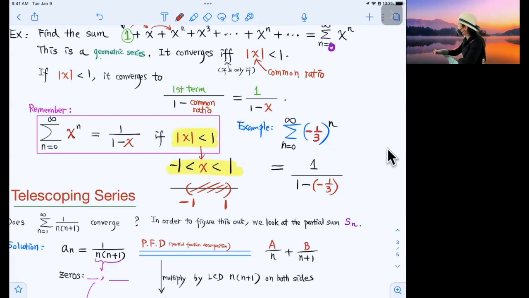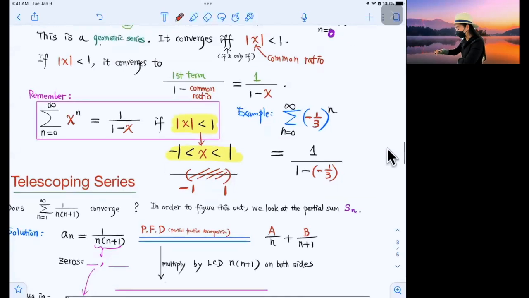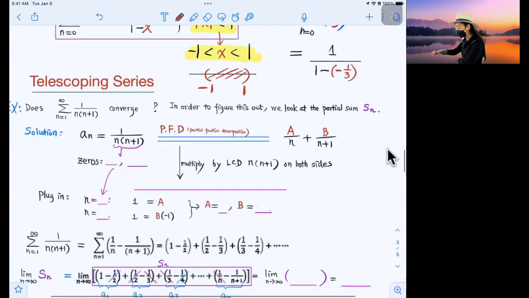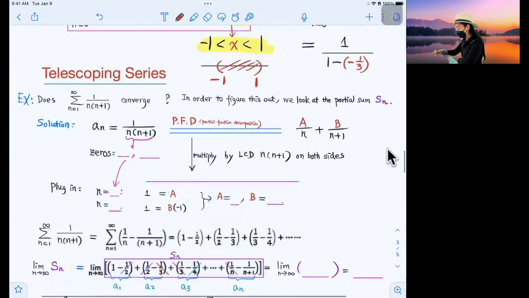Okay, let's talk about telescoping series. For the geometric series, think about the common ratio. Now, telescoping series, this is an interesting name. Where does the telescoping here come from? You're going to see where this name comes from.